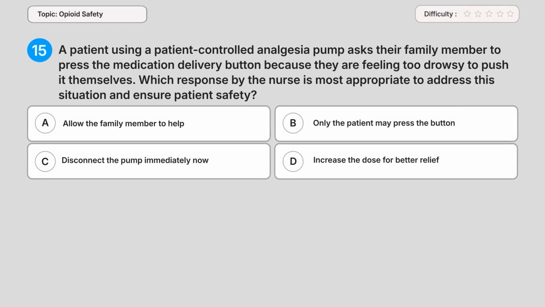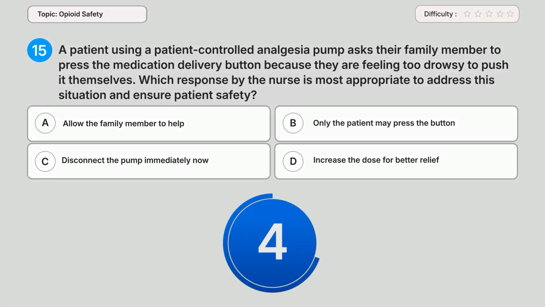15. A patient using a patient-controlled analgesia pump asks their family member to press the medication delivery button because they are feeling too drowsy to push it themselves. Which response by the nurse is most appropriate to address this situation and ensure patient safety? A. Allow the family member to help. B. Only the patient may press the button. C. Disconnect the pump immediately now. D. Increase the dose for better relief. What do you think is the answer?